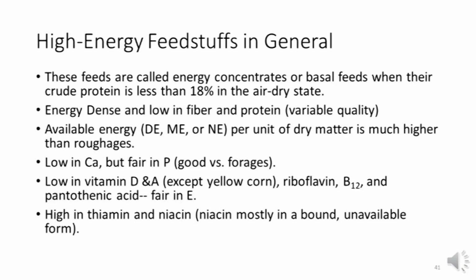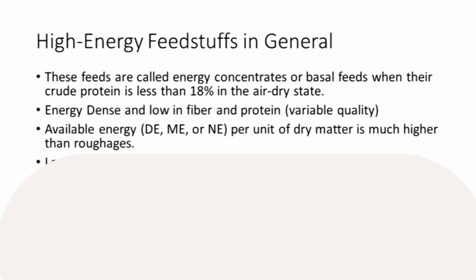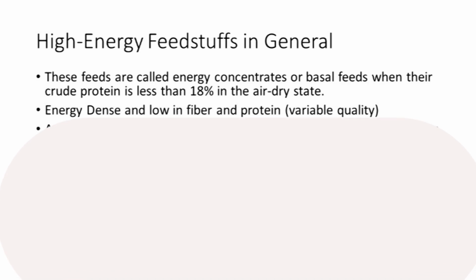So, brief about these high energy feedstuff. These are called energy concentrates, and they are used as a basic feed or the major component of poultry as well as ruminant diet. If we look at the composition of poultry diet, it contains more than 40%, and it can go up to 60%, that consists of cereal grains and grain byproducts or mill byproducts. These feedstuffs are high in energy, and their protein contents are less than 18%.